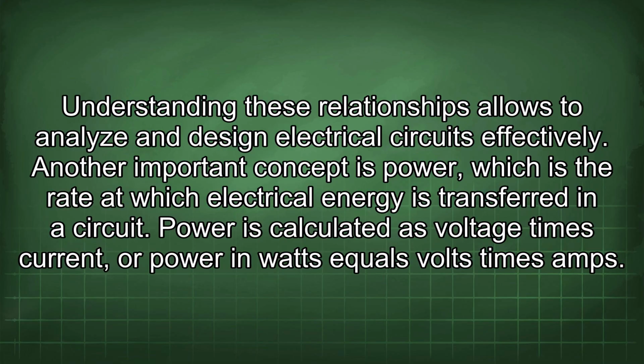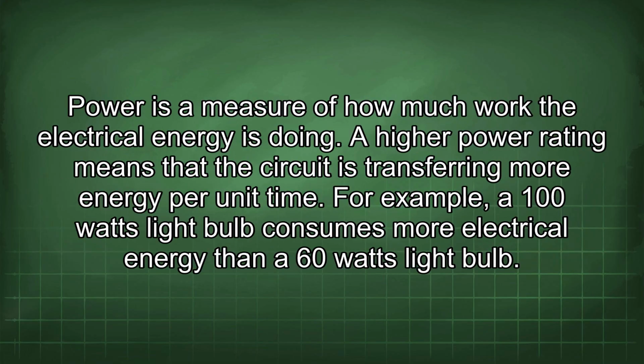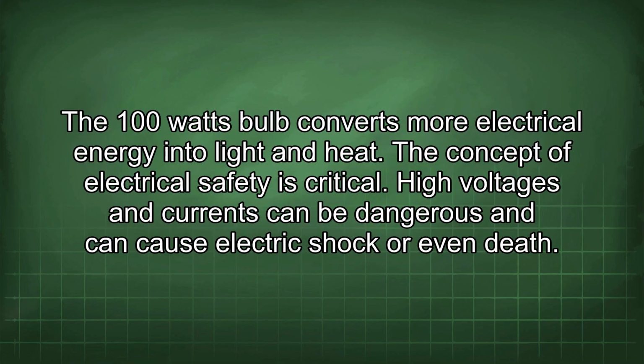Another important concept is power, which is the rate at which electrical energy is transferred in a circuit. Power is calculated as voltage times current, or power in watts equals volts times amps. Power is a measure of how much work the electrical energy is doing. A higher power rating means that the circuit is transferring more energy per unit time. For example, a 100 watts light bulb consumes more electrical energy than a 60 watts light bulb. The 100 watts bulb converts more electrical energy into light and heat.